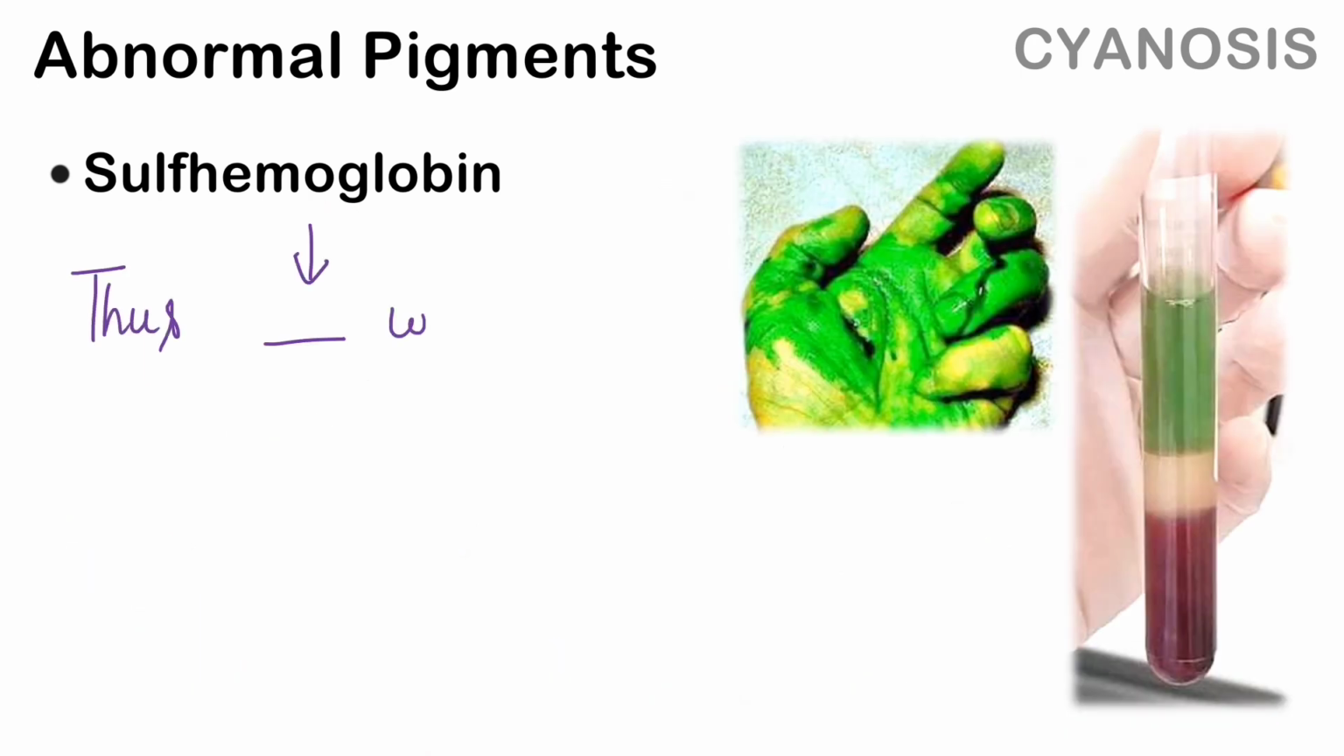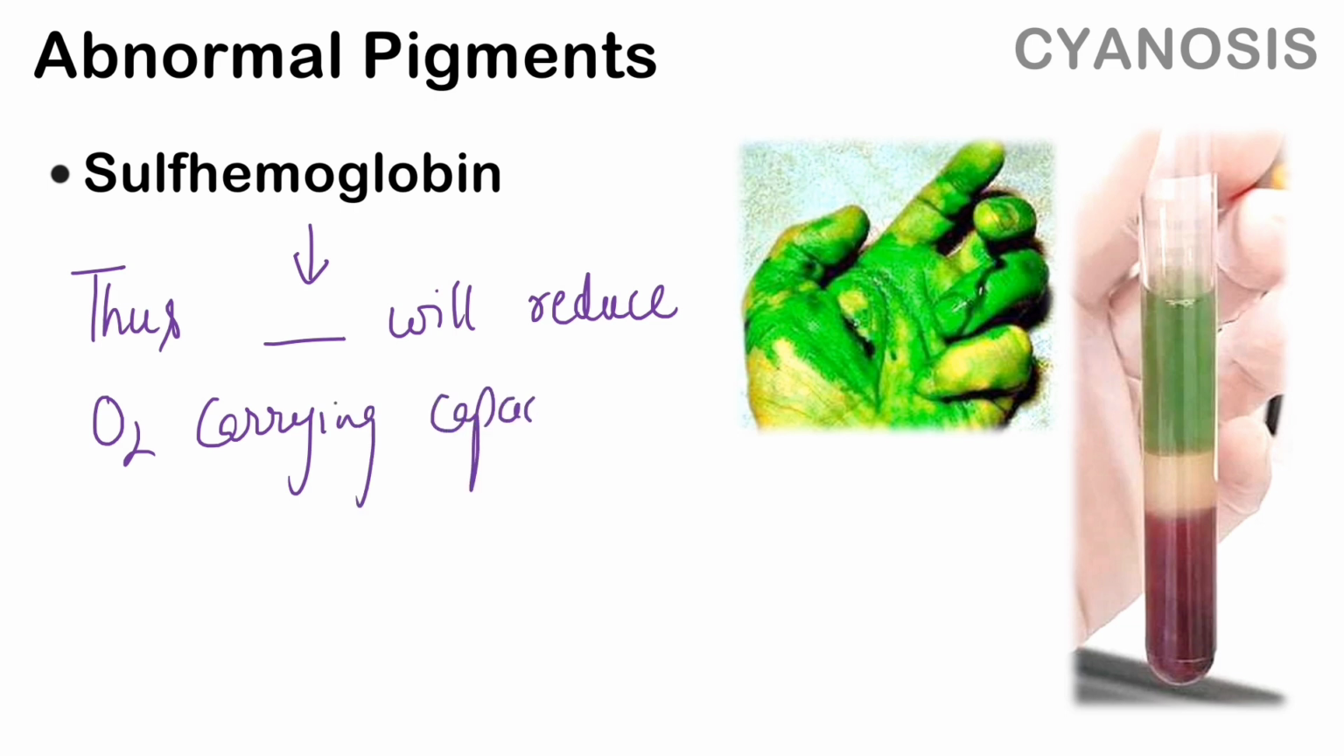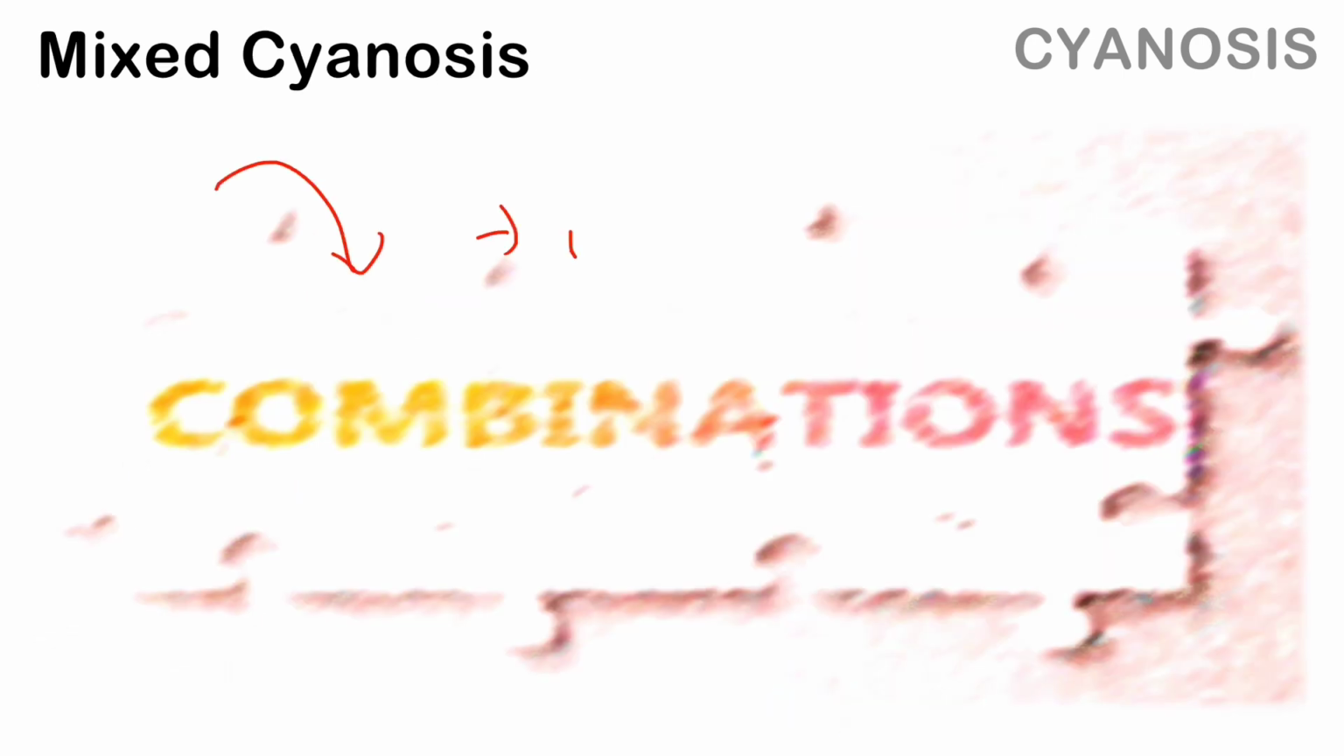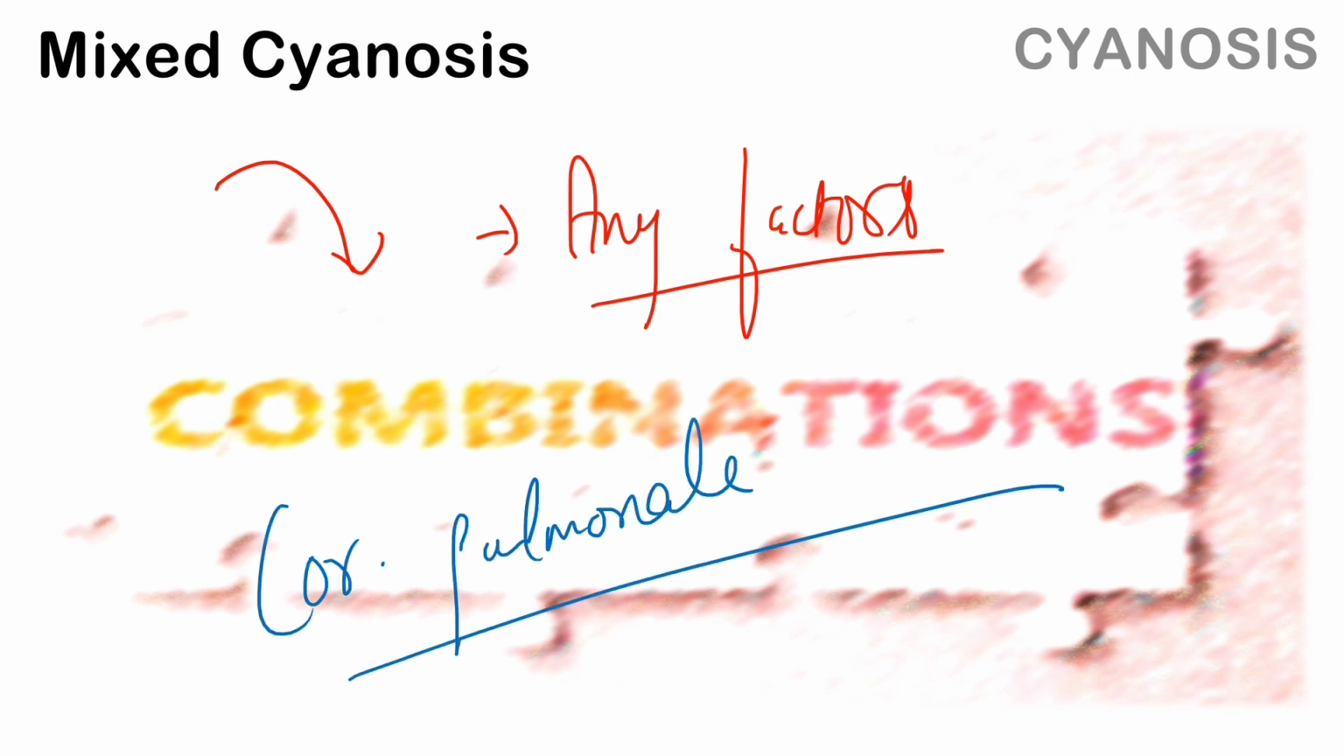And thus it will reduce the oxygen carrying capacity of hemoglobin multiple folds, and because of the decreased oxygen perfusion in the blood, it will cause cyanosis in the body. Next is mixed cyanosis. Due to combinations of any of the factors mentioned above, it can be categorized into mixed cyanosis. Example: cor pulmonale due to pulmonary emphysema.